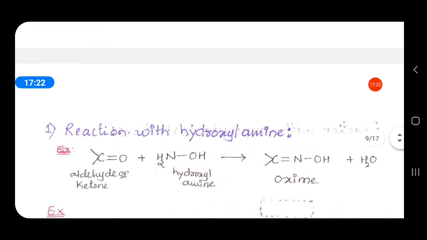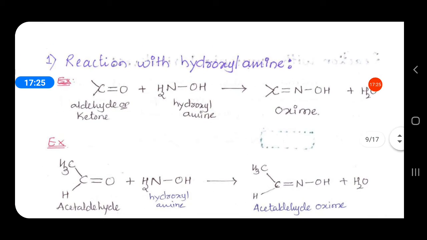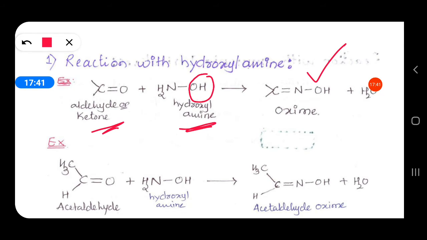Which are the ammonia derivatives then? So we will see hydroxylamine. This is one of the ammonia derivatives. One of the hydrogens of ammonia is replaced by the OH group: hydroxylamine. When hydroxylamine is treated with aldehydes or ketones, oximes are obtained.